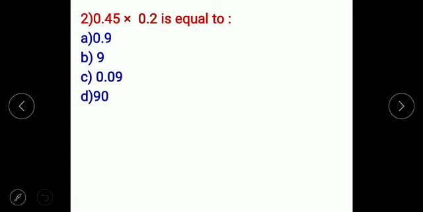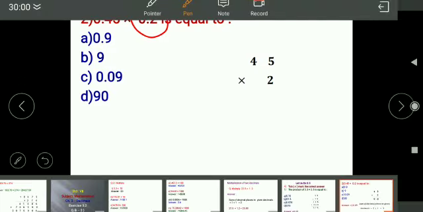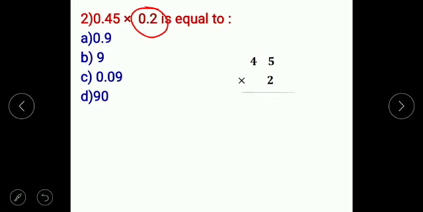D 90. So first remove the decimal point. So here the number is 45. In the second decimal number, remove the decimal point. So here the number is 2 only. Okay, so 45 into 2, what is the answer? 90. So now see here how many decimal places.